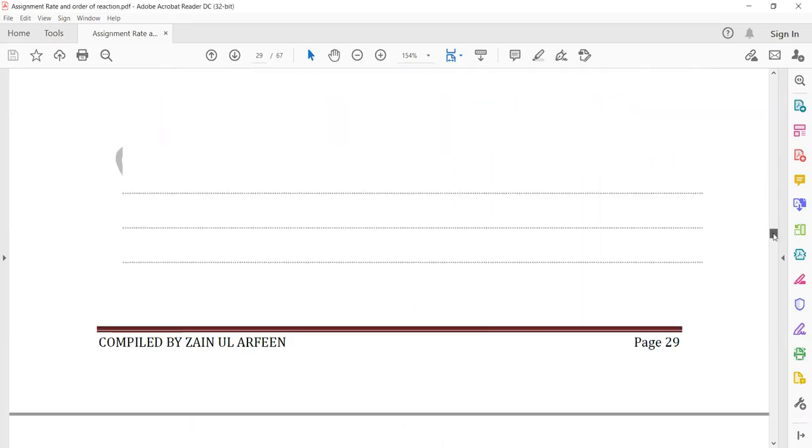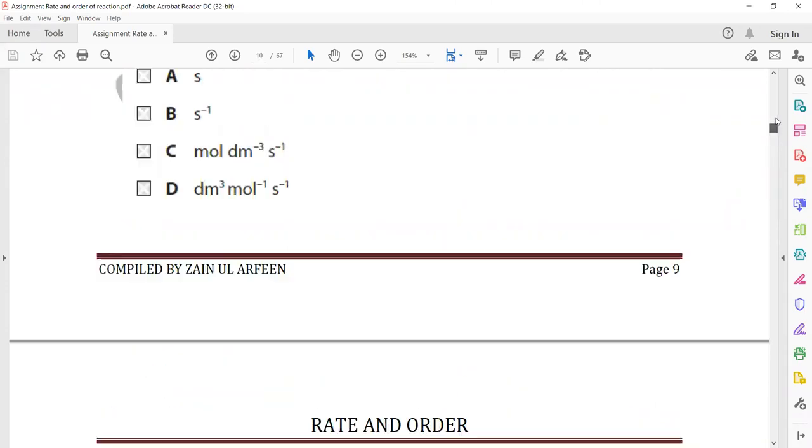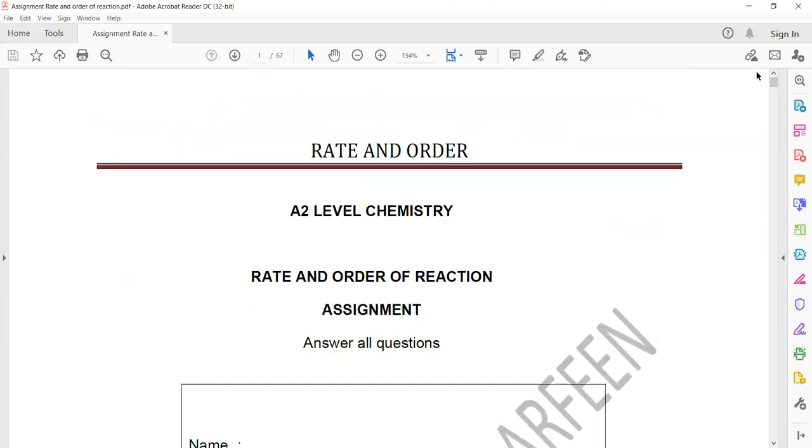So this was the structured question related to the topic rate and order of the reaction. Any question related to the class? Any question or a doubt?